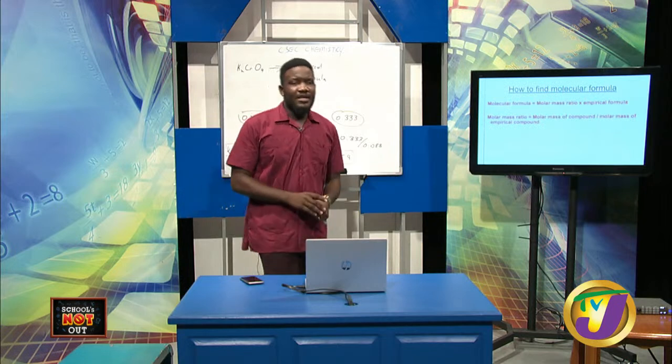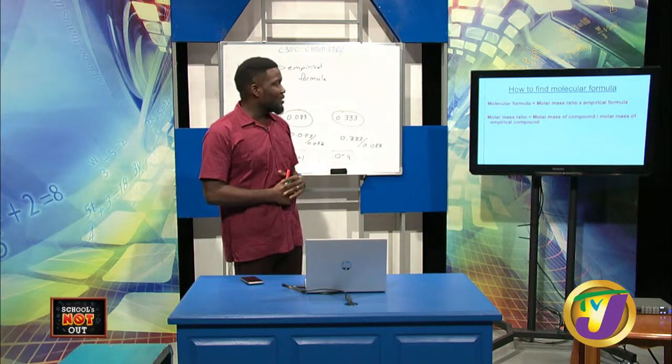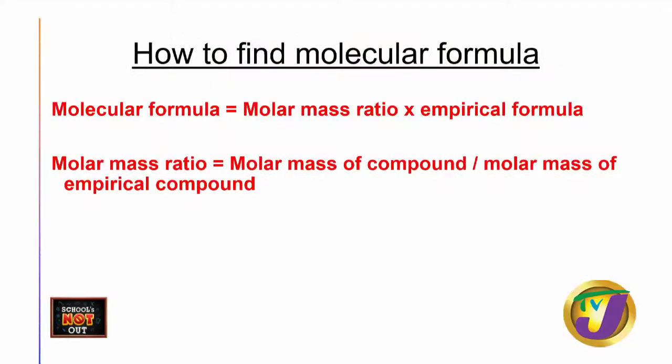All right, so what about molecular formula? So here are the formulas we can use to find that. So molecular formula is equal to molar mass ratio times empirical formula, right? And what is the molar mass ratio? All you do is take the molar mass of the compound in the question, and then you divide that by the molar mass of the empirical formula, all right? So let's move and look at what we mean by that.